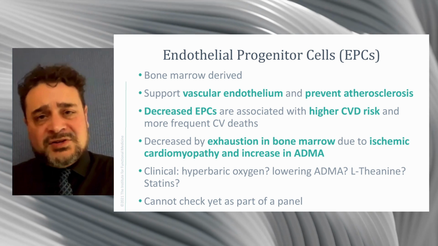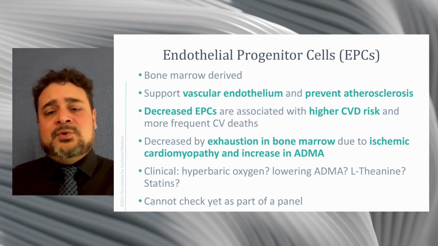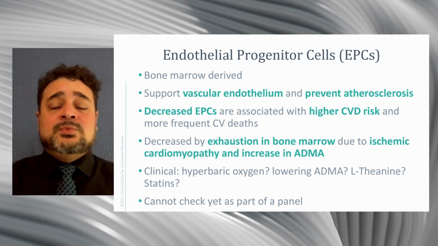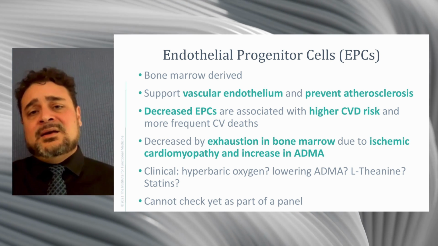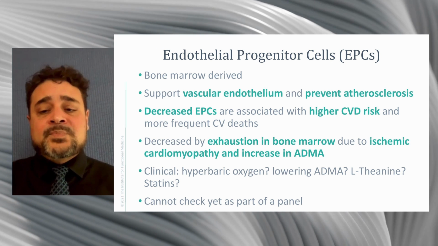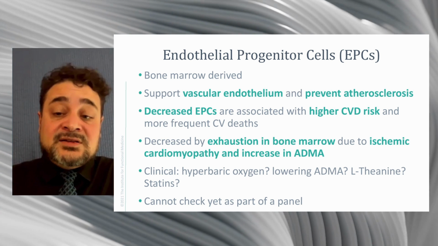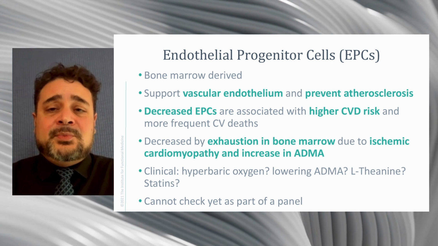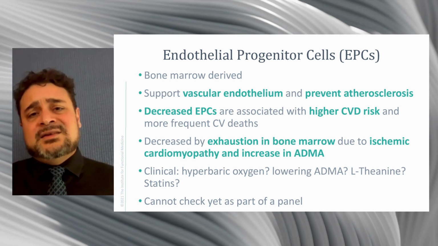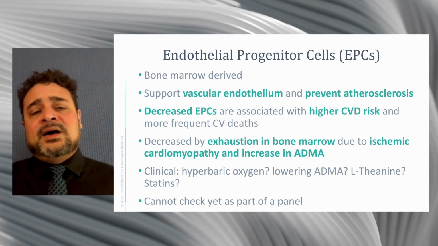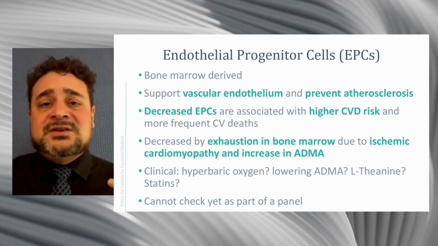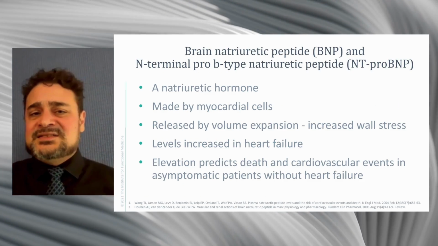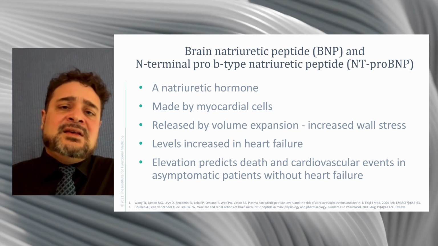This is more theoretical, because at the end I want to mention how it all flows together. Lowering ADMA can increase them. So like we talked about, go back to the ADMA slide on how to lower it. L-theanine, which is found in green tea, may help, and statins also may increase endothelial progenitor cells. So one of the cases they make for statins is that by increasing endothelial progenitor cells, maybe that's part of the effect that they have. But like I said, it's not part of a panel yet.